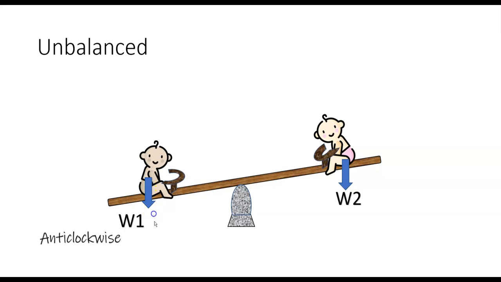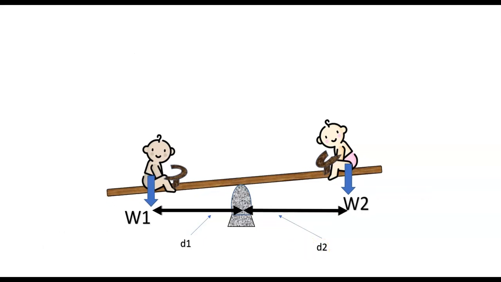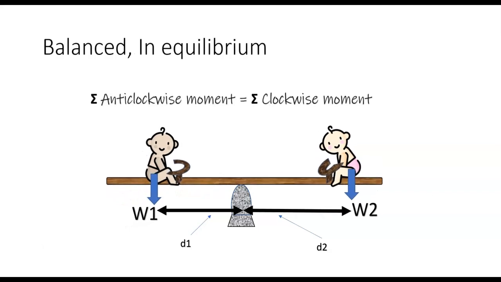W1 is exerting an anti-clockwise moment, which is equal to W1 times perpendicular distance D1. Whereas the moment of W2 is a clockwise moment, which is equal to W2 times perpendicular distance D2. If the clockwise moments equal the anti-clockwise moments, the seesaw will be balanced.